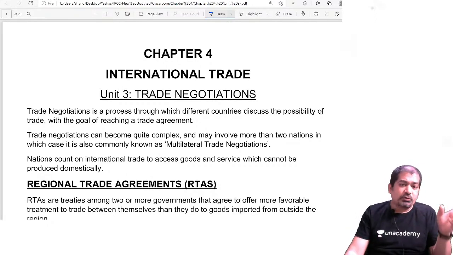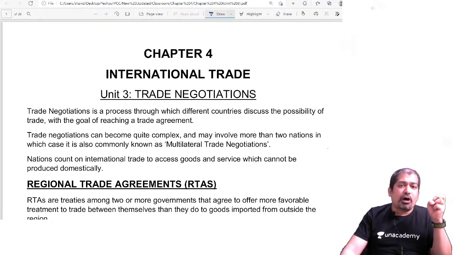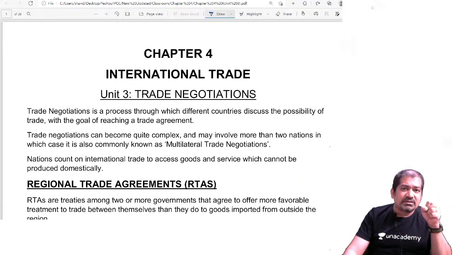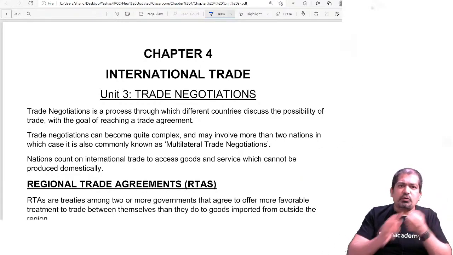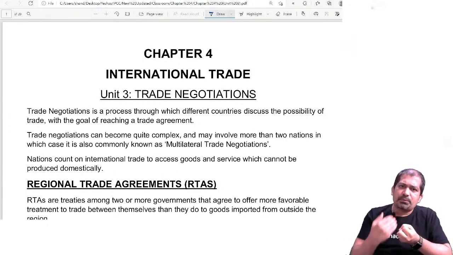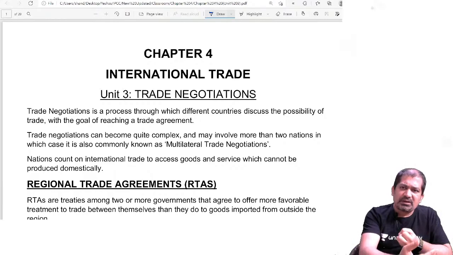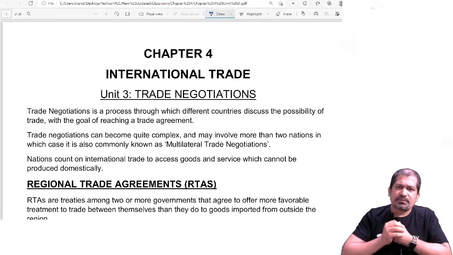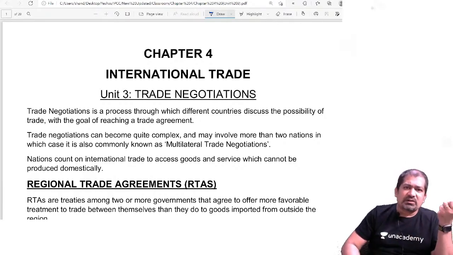Now, sometimes we also have something called a trading bloc. What is a trading bloc? A trading bloc, or regional bloc, could be between more than two countries. For example, Brazil, Russia, India, China, South Africa, BRICS. It's a trading bloc. They have come together to promote each other's mutual interests with regard to export, import, inflow of capital, technology, information, and so on. So that is considered one trading bloc.